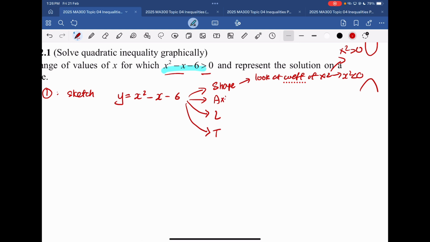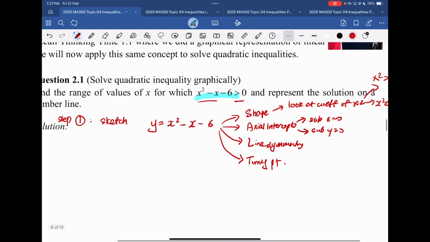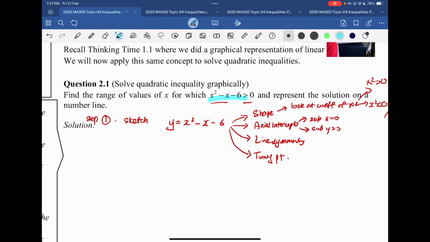Next, I look at the axial intercepts. How do I find them? I sub x equals 0, and I sub y equals 0. L, line of symmetry, not super important, basically the midpoint. T, turning point. Now, for this chapter, what you mainly need is the shape and intercepts. You just need these two.